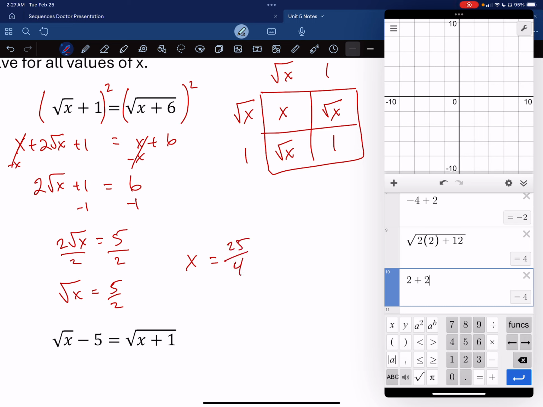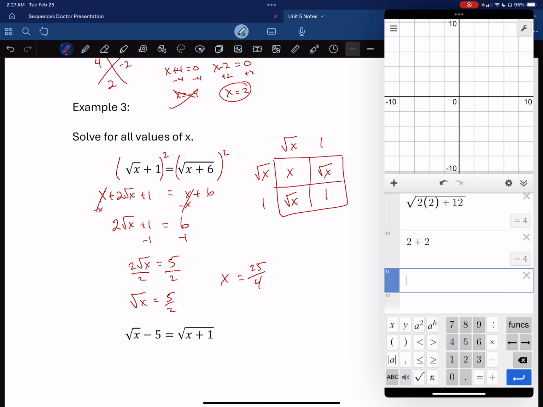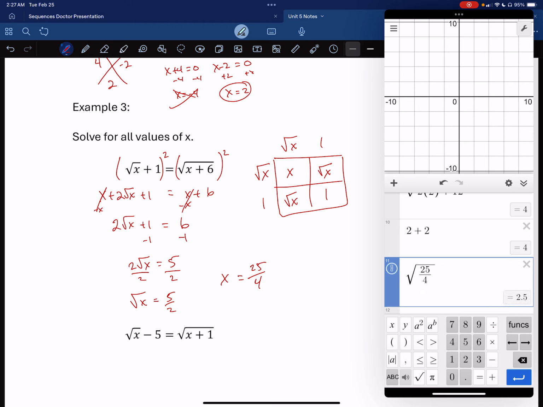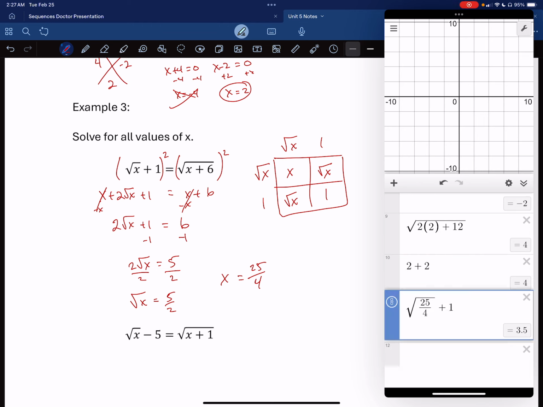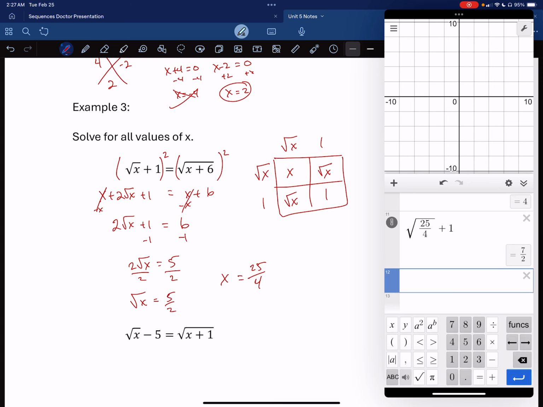Feel free to use a calculator for this, right? We're going to do 25 divided by 4 is 6.25. Yep. I'm going to add 1 to that. The outside not 7 cents. So, 3.5. So, come on. I know. What do you got? 7.5.